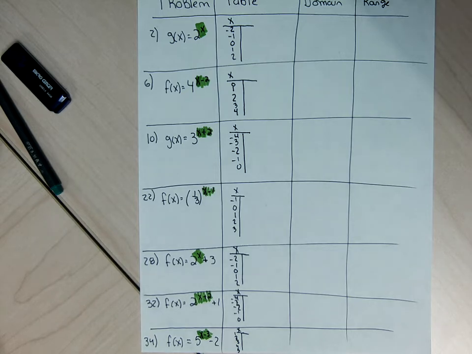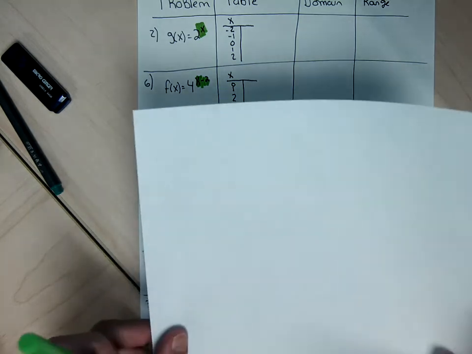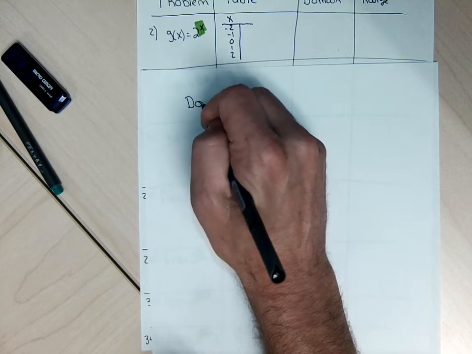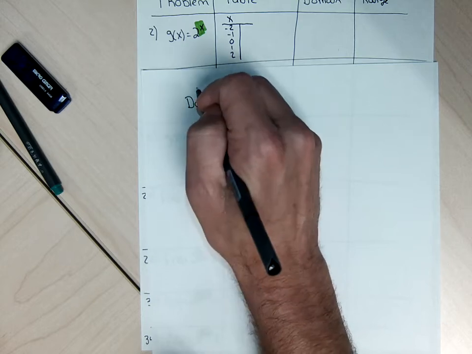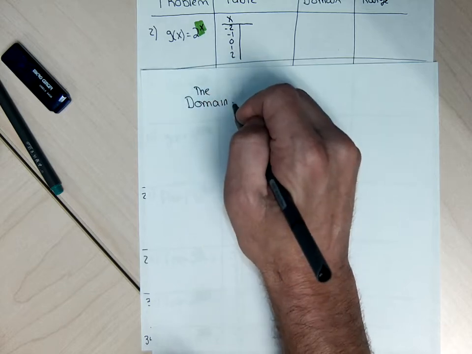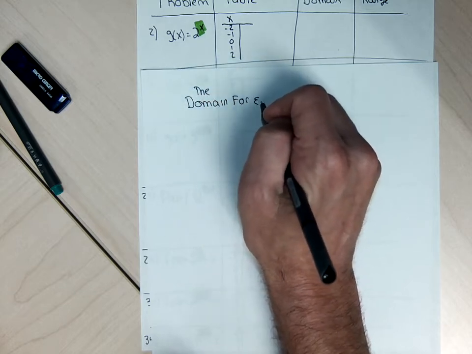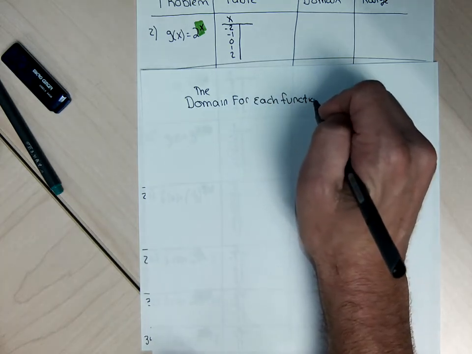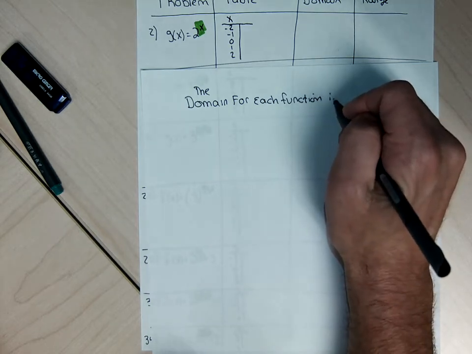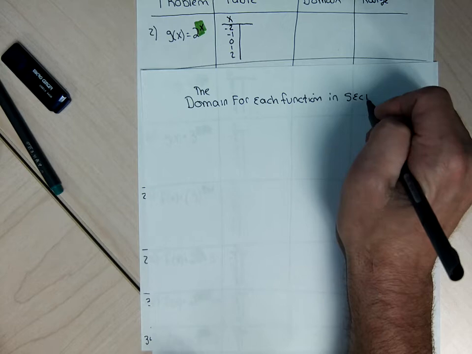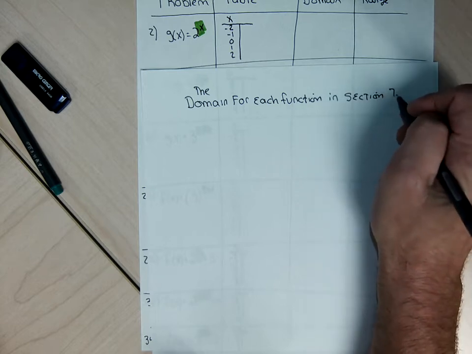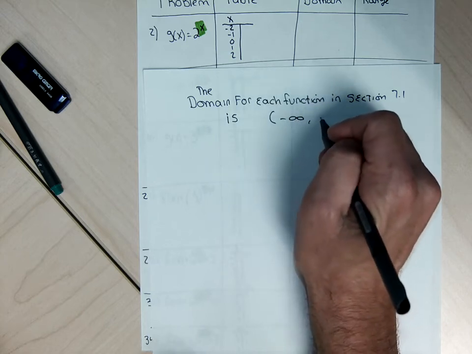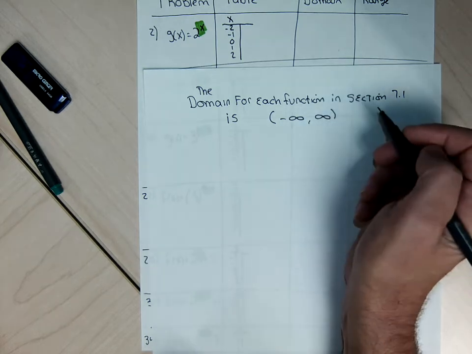So for these exponential functions, the domain for each function we graphed today, for each function in section 7.1, is going to be all real numbers or -infinity to infinity, because there aren't any numbers I can plug in and have bad things happen.